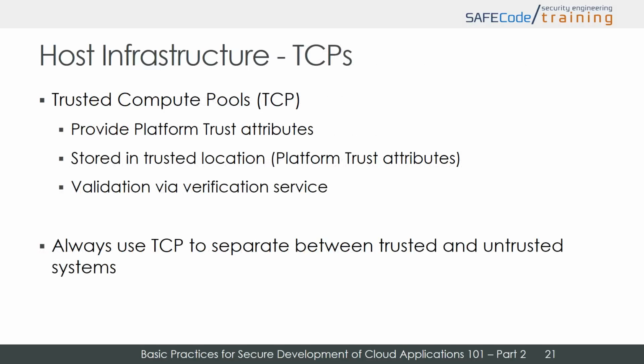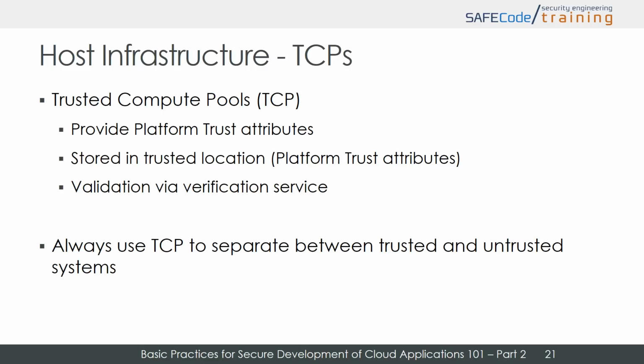A well-known concept for host infrastructure are trusted compute pools, TCP. TCPs are logical or physical groups of computing resources or systems in a data center that share a security posture. These systems provide verification of the boot and runtime infrastructure, which are also known as platform trust attributes. This critical data, sometimes also called measurements in this context, is stored within a trusted location on the system, normally a TPM, and can be validated via a verification service.